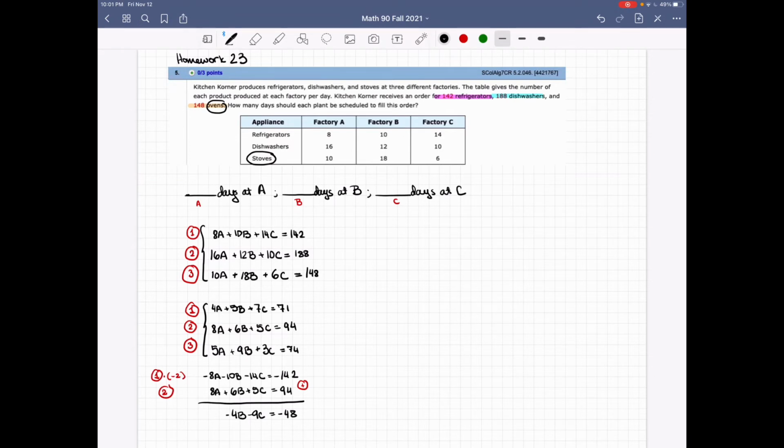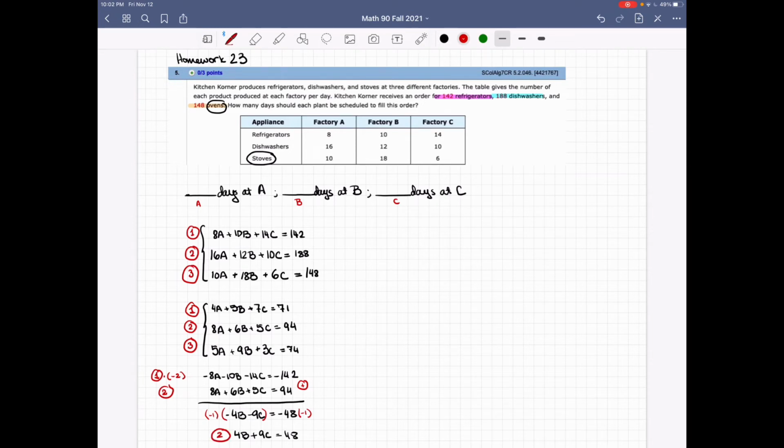And I don't like all of those negatives, so I'm going to multiply both sides by -1 just to clean up my equation. That gets me my new second equation, 4b plus 9c is equal to 48. So this is my new equation 2.